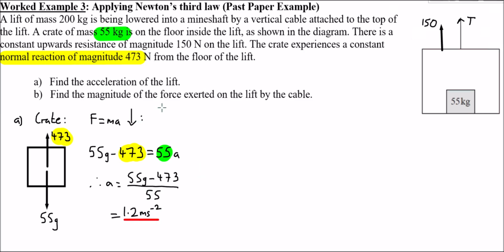It now says find the magnitude of the force exerted on the lift by the cable. Now there's two ways you could proceed here. One way will be to consider this whole system as one, or you can consider just the lift. So what I'm going to do, you could do it another way if you wanted. You could consider this as one whole body. So we're just going to consider now forces on the lift itself. Forces on the lift only.